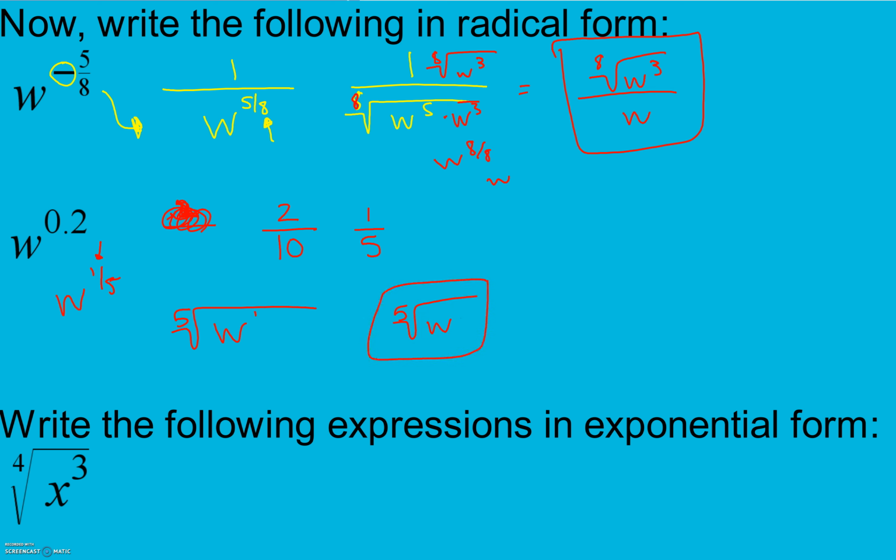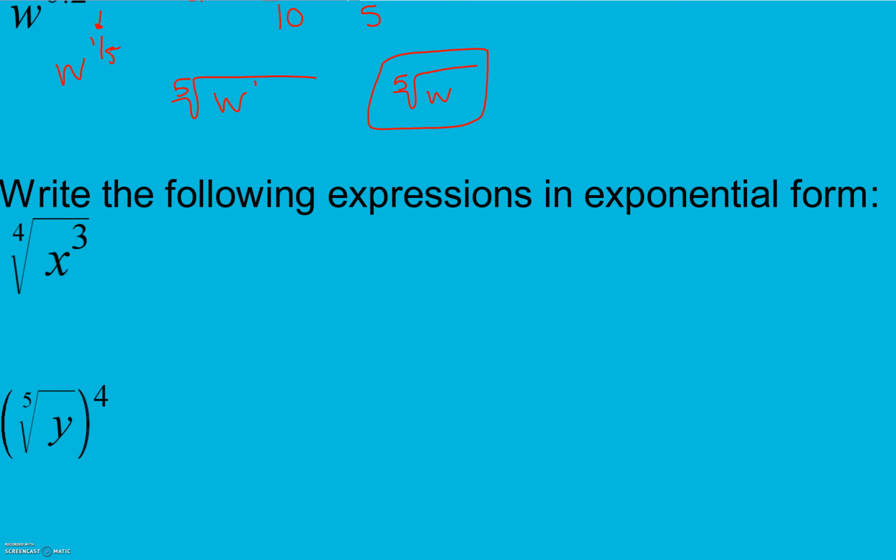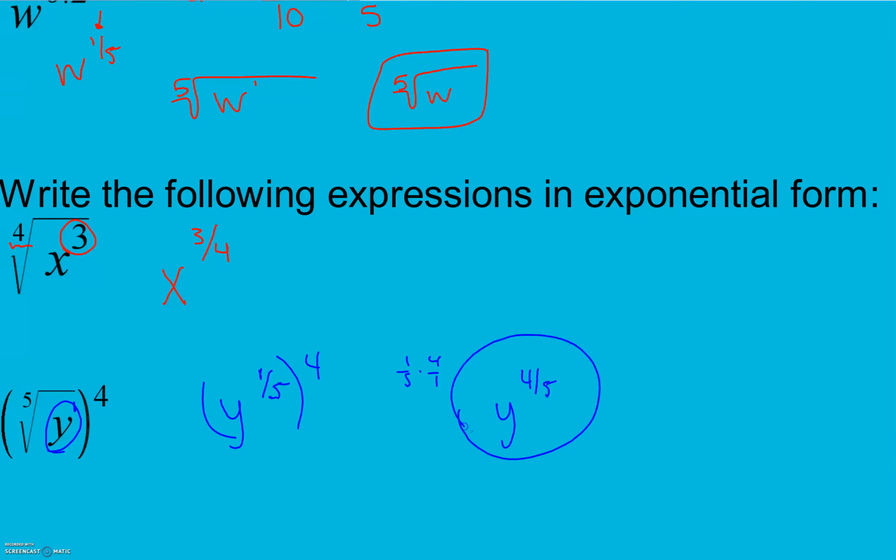Now, to write these in exponential form, we take our base. The exponent, since it's already raised, goes on top in my numerator. My index becomes my denominator. So x to the 3/4. Here we take our base to the 5th index, which is our denominator. And my exponent on my y right now is a 1. And that whole thing is raised to the 4th power. So power to a power means I'm going to multiply my exponents. And I'm going to get y to the 4/5. If you want to skip this middle step and go right to the 4/5, that would be okay with me.